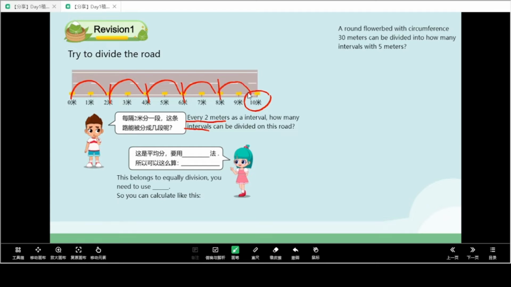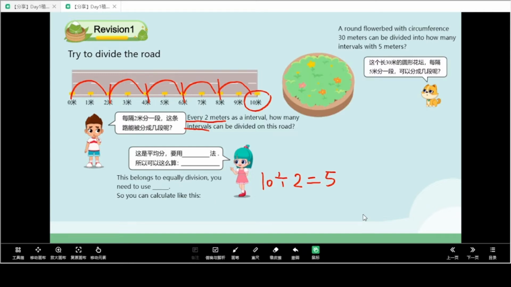So we need to equally divide the road into every 2 meters. How can we calculate it? We can use 10 divided by 2, because the total length is 10 and we need to find how many 2 meters there are in a 10 meter road. So the answer is 5. Very good. Let's see the next question.